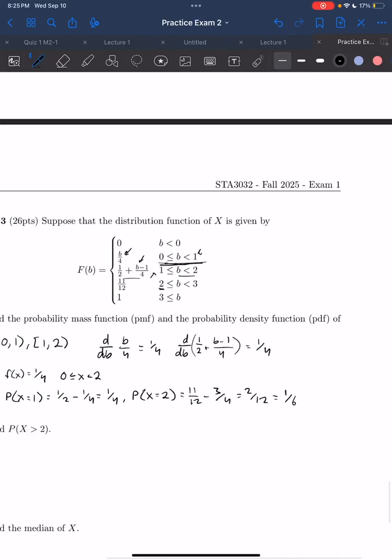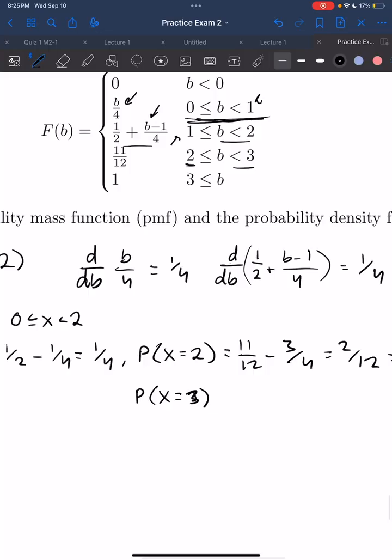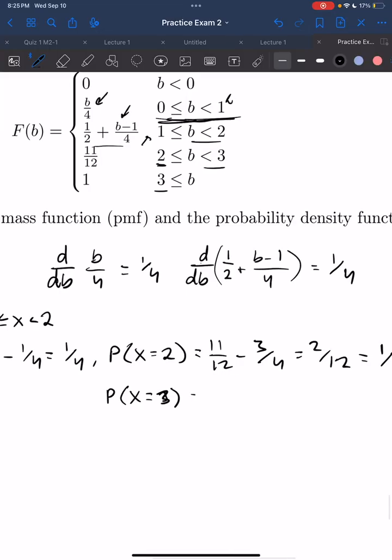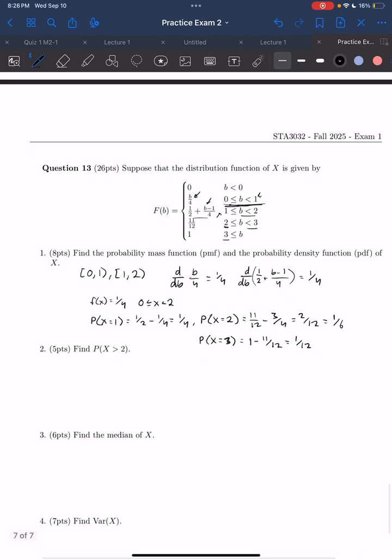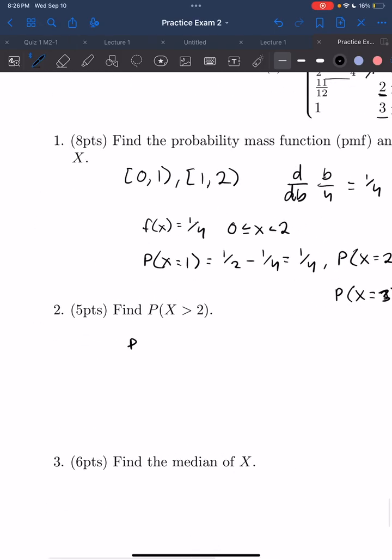And then we have our last one, so that one's P where X is 3. So once again, we have before and during 3, and then that one's just 1 minus 11 over 12, which is equal to 1 over 12. And that is our probability mass function. Okay, so now we need to find the probability of where X is greater than 2.